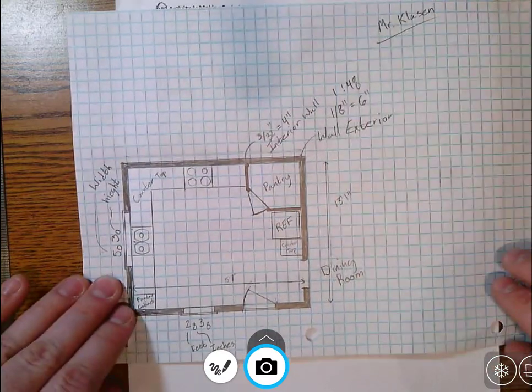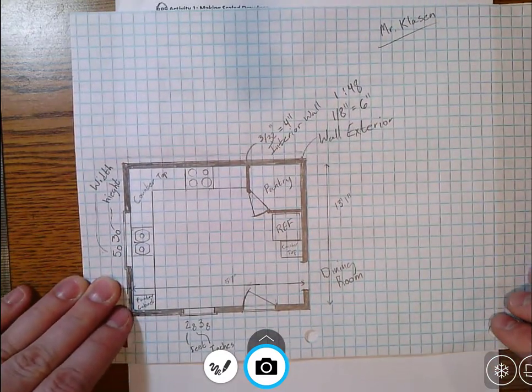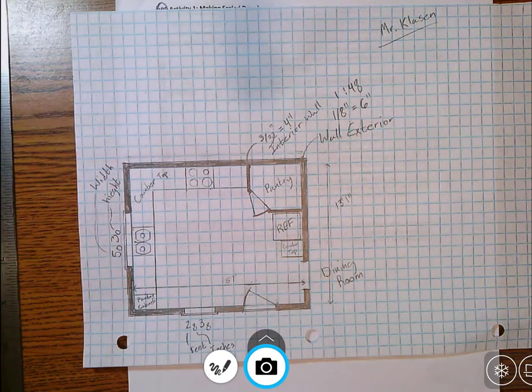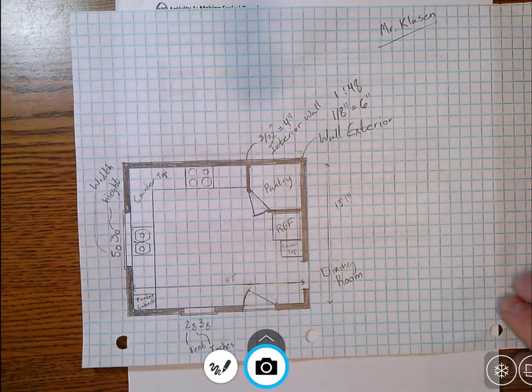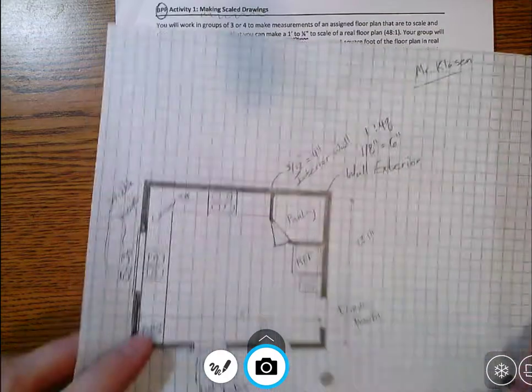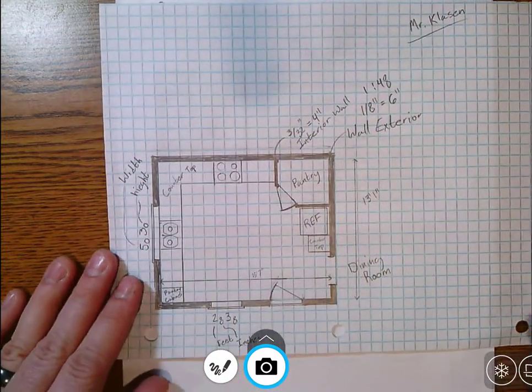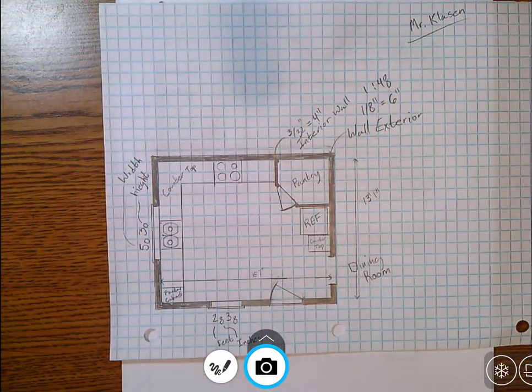Now, with all that said, I think this encompasses everything. I showed you the materials that you needed to do this assignment. I went through the directions, and I went through and showed you how I did my kitchen. So make sure to include all these things, and with that said, let's do some math.